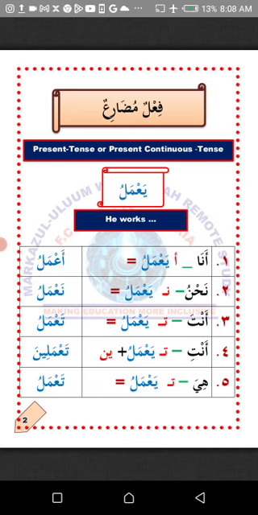Khamsa, number five. Hiya, she. So how do we change the verb ya'amal to suit hiya? All you need to do is to replace ya'un with ta'un. So the verb ya'amal will now become ta'amal, which means she works or she is working. Remember, we use ta'un to talk about a single female person and ya'un to talk about a single male person.